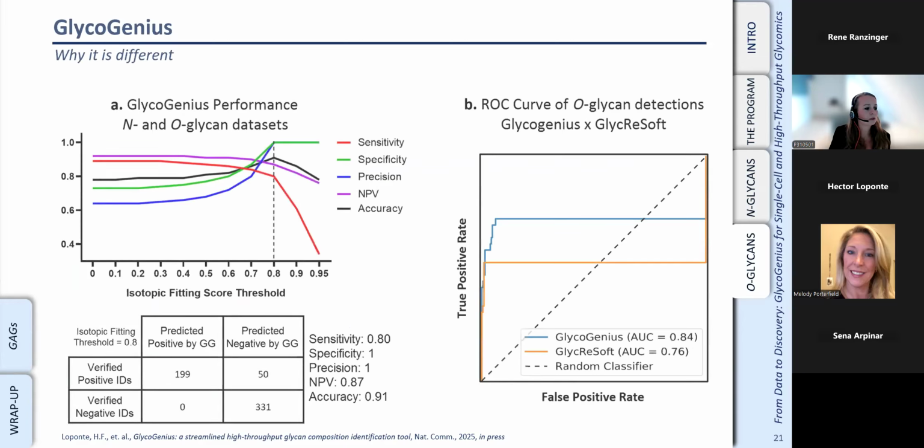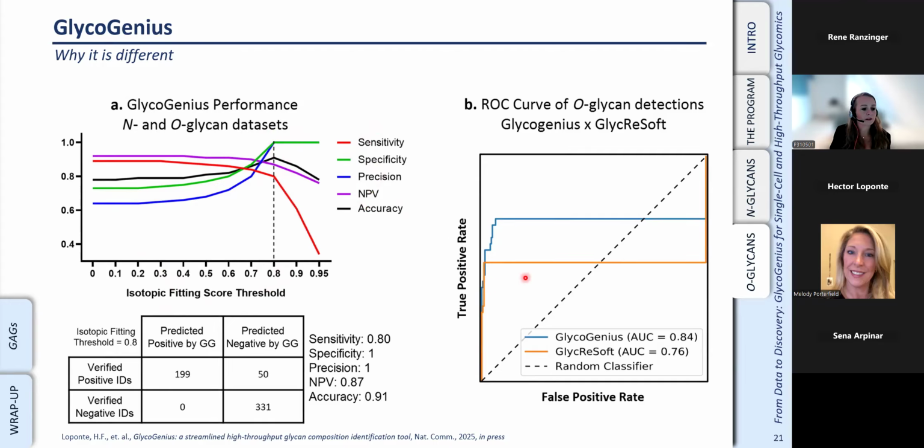Then, as I said, I also wanted to tell something about why the IPQ at 0.8 is the best setting. And that is because there we don't get any false positives. So we explored our data sets, so the N and the O glycan data sets that I just showed. And there we assessed how our isotopic fitting score influences our identifications. So you can see what the sensitivity does, the specificity, the precision, accuracy. And what we notice is that if we put it at 0.8, actually we don't have any false positives. And that is actually something that we are looking for.